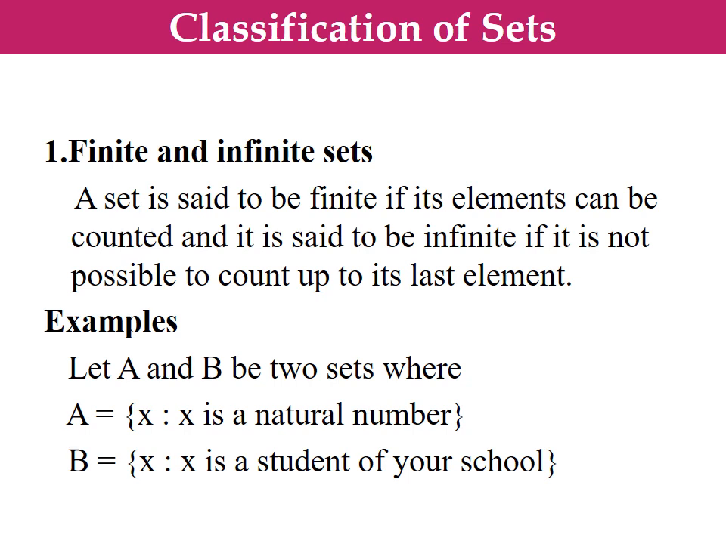First one is natural numbers. Is it countable? Obviously no. It will start from 1, 2, 3 and so on going on up to infinity, right? It is uncountable. Therefore, this one is an example for an infinite set. Look at the second example, students of your school. It is obviously countable. So this is a perfect example for a finite set.